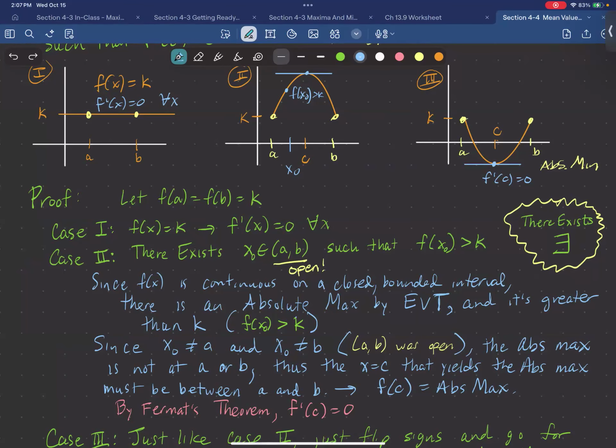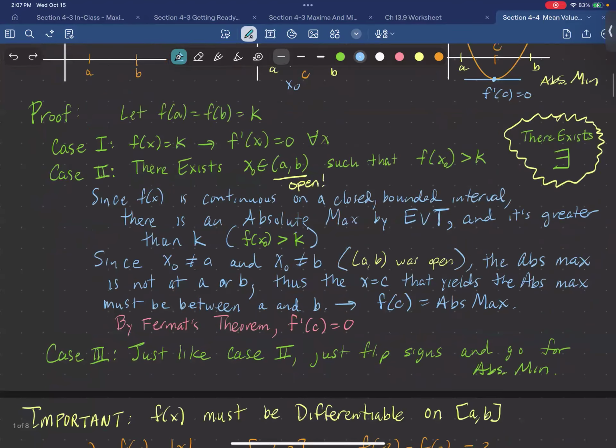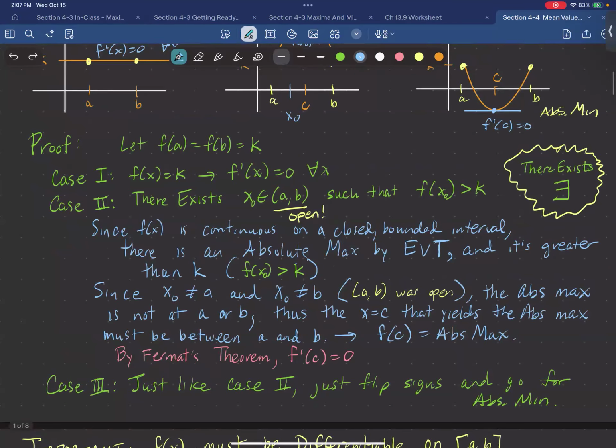Case 3, where there's an absolute min, has the exact same proof. You're going to go up here. If you want to see the proof, you change everywhere it says max to min. You change this symbol to less than, and you're pretty much good to go.